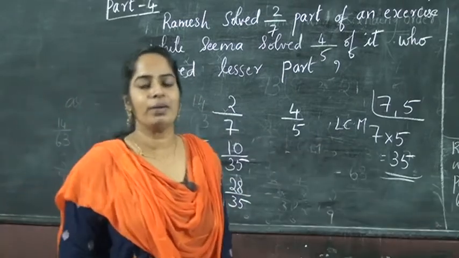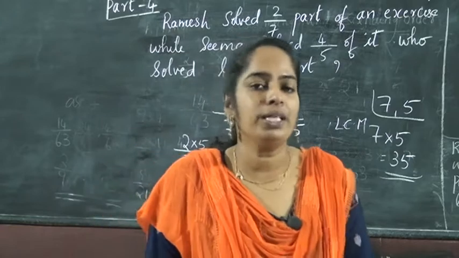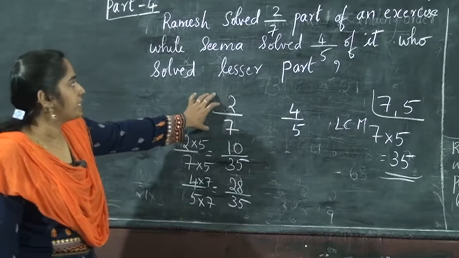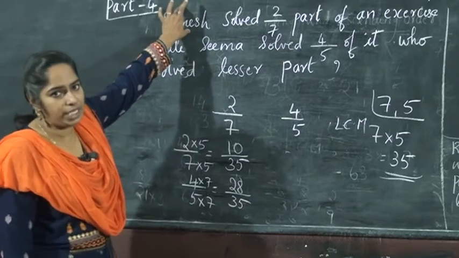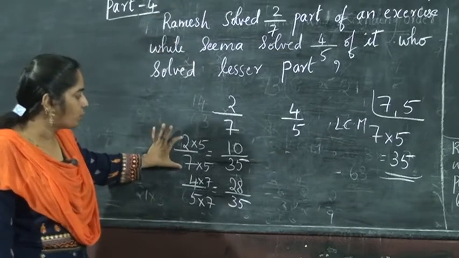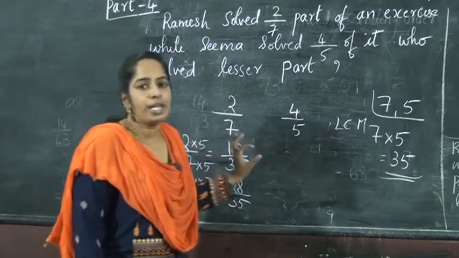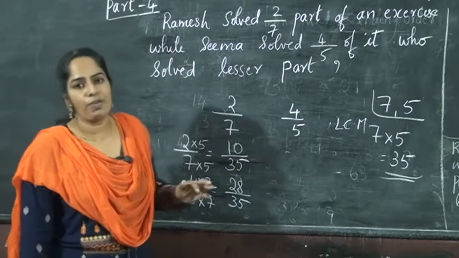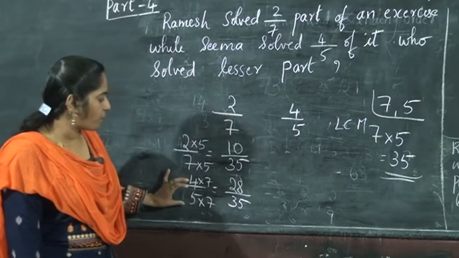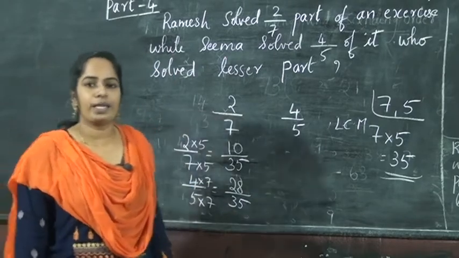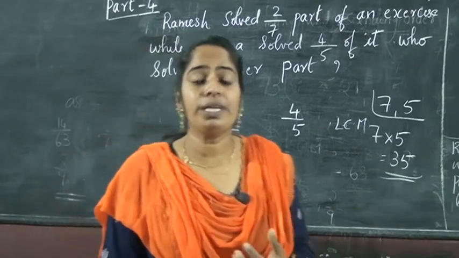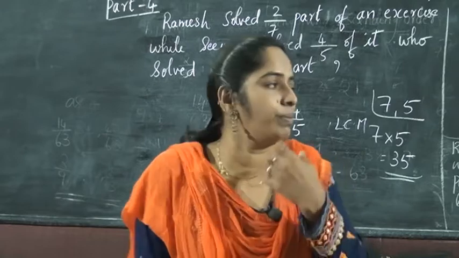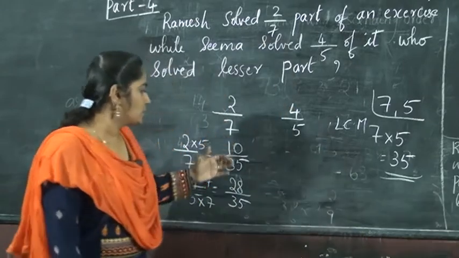So now you are able to compare the two fractions, isn't it children? Here, instead of 2/7, Ramesh solved 2/7 part, so it becomes 10/35. And Seema solved 4/5 part, so instead of 4/5 it becomes 28/35. So the denominators become equal. When the denominators are equal, we can compare these two fractions.